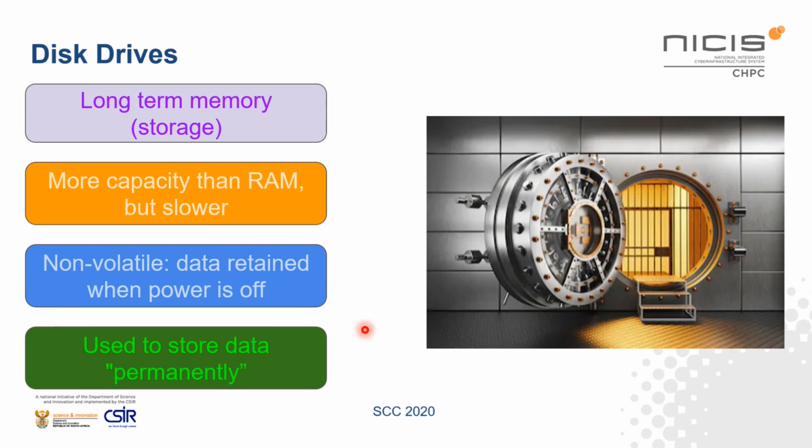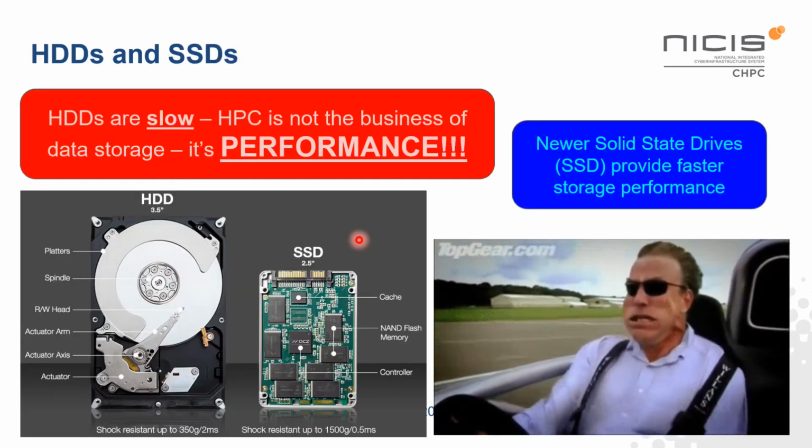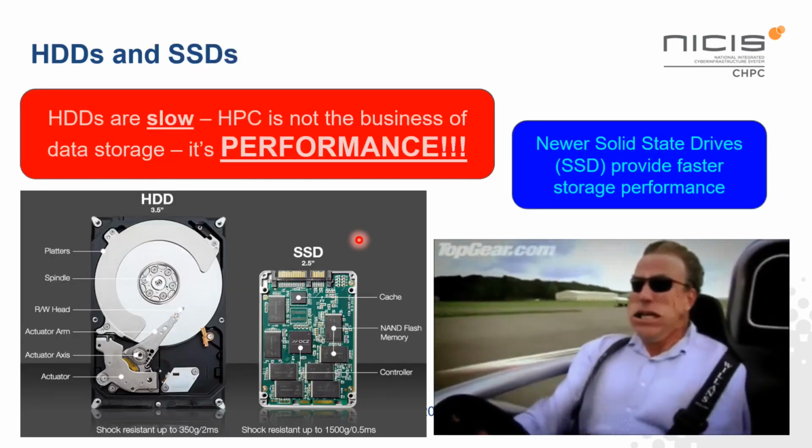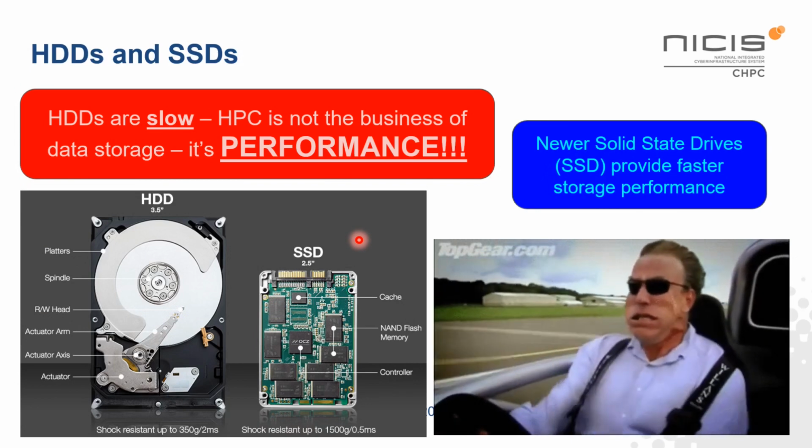Information is copied from disks to primary memory when it's needed, and then it's manipulated in that primary memory before possibly being written back to disk. Storage is much slower than RAM, but that also makes it cheaper. As a result, for the same budget, you can get much more capacity in storage, which is usually measured in terabytes, than you could in RAM, which is usually measured in gigabytes. But in the world of HPC, we are not really in the business of data storage. We're much more interested in performance.